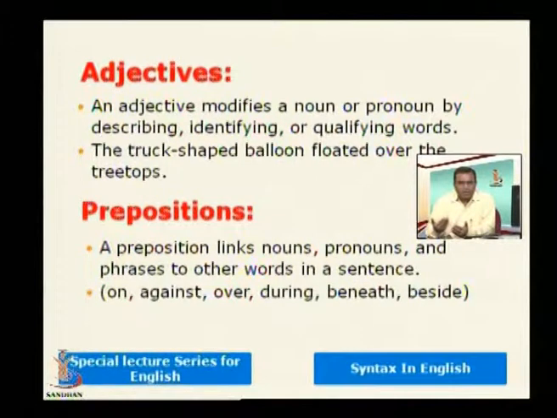Now, when we listen to this sentence, the teacher puts his spectacles on the table, we come to know not only that there is a teacher, not only that the teacher puts something, not only that the teacher puts his spectacles, but we also come to know where he puts his spectacles. So spectacles and table are two words, and it shows what is on what. Is it that spectacles are on the table or the table is on the spectacles? So this word on is a preposition which shows in what relation the word spectacles stands to the table.